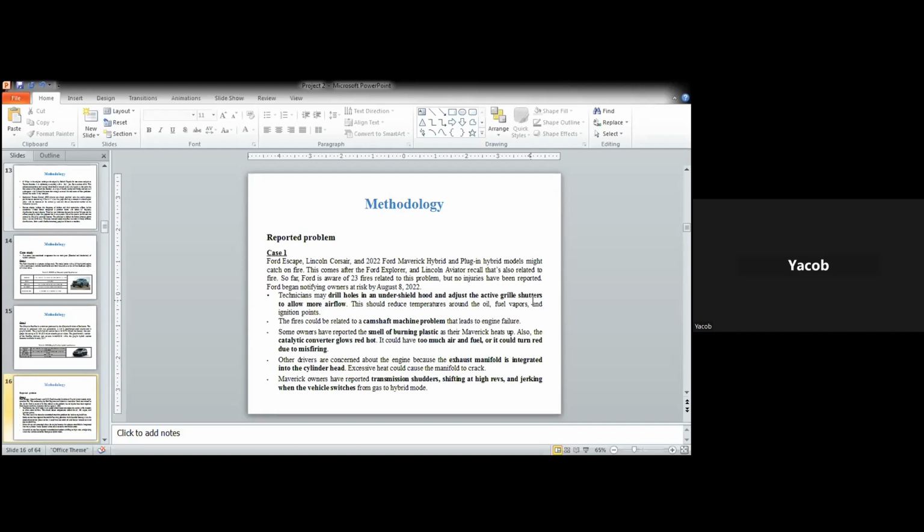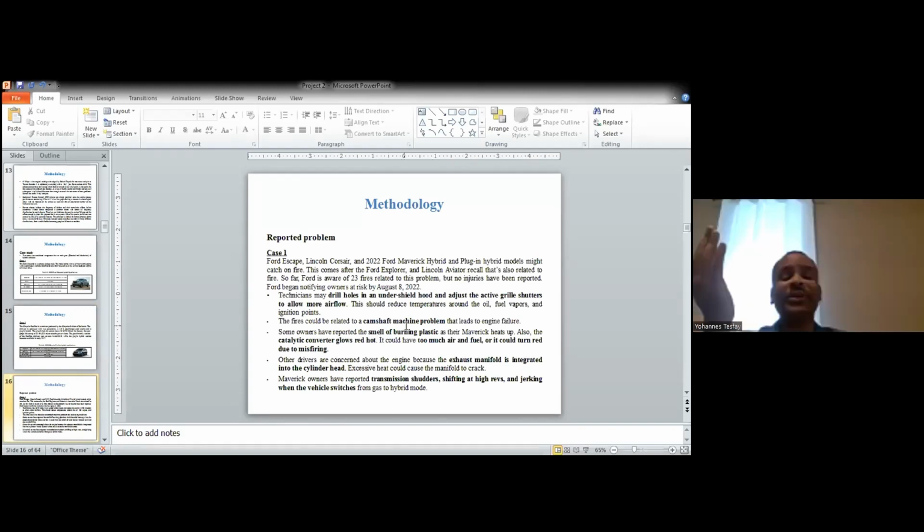The reported problem for case one is fire catch related with overheating. In this case, as per the report of the company, technicians may drill holes in the undershield hood and adjust the active grill shutter to allow more airflow. And the fires could be how hybrid car works. What's the technology?